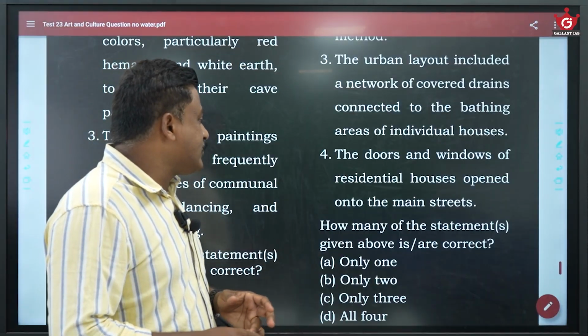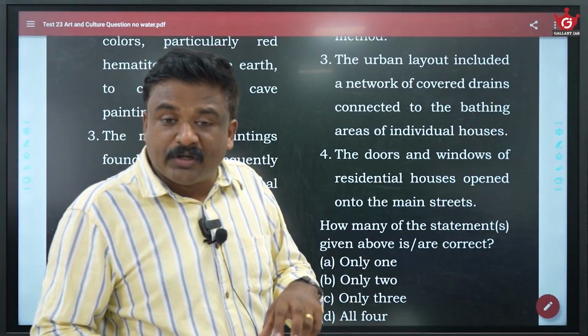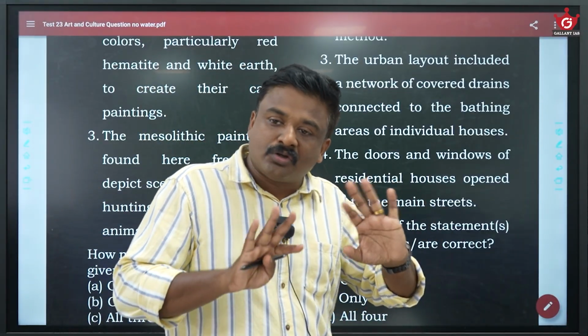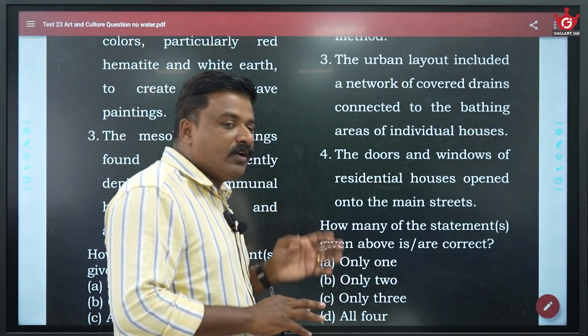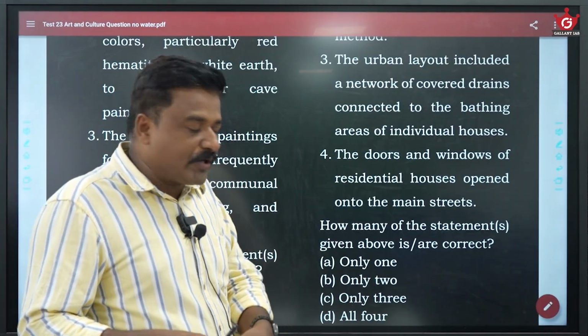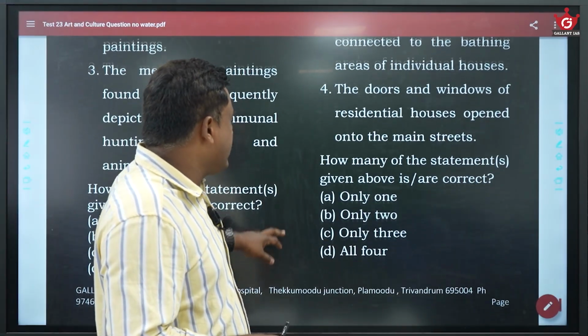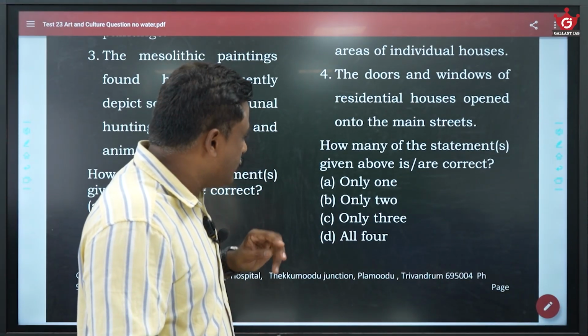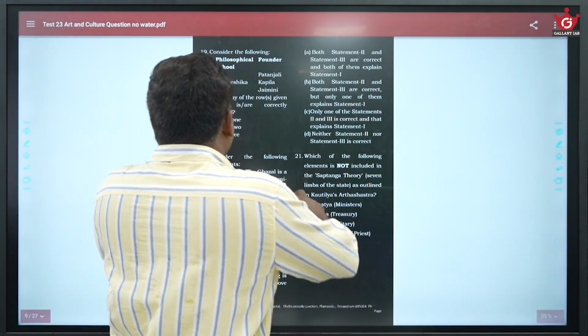The doors and windows of residential houses opened into main streets. Never. They gave lots of importance to health, hygiene, sanitation, avoiding air pollution, dust pollution, etc. So the fourth is wrong. They opened into a central courtyard. So I will go for 1 and 3 only. Am I right? 1 and 3 only. So only 2, is it? Only 2. I will go for only 2. I mean, only 2 statements are correct here.